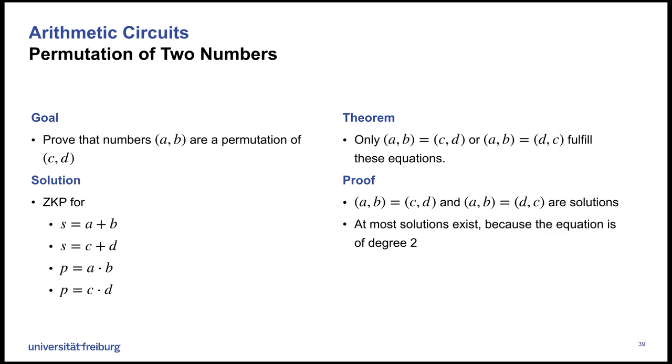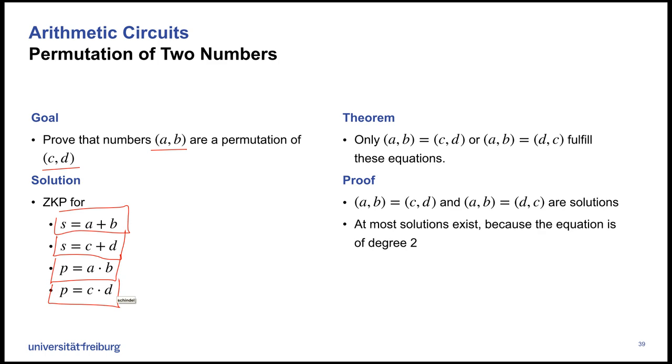So now this slide is very clean because all the dirty things are now hidden in the slides before. So we just have to argue about addition and multiplication. So I can prove to you that two numbers are a permutation of two other numbers. So what I do is I write down these. I prove to you that S is A plus B, that S is C plus D, that P is A times B, and P is C times D.